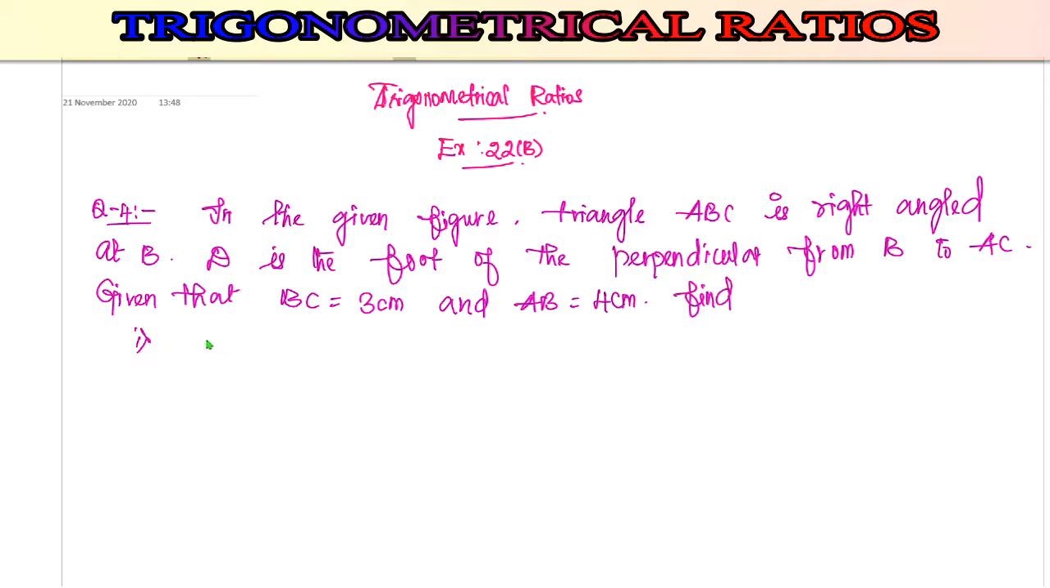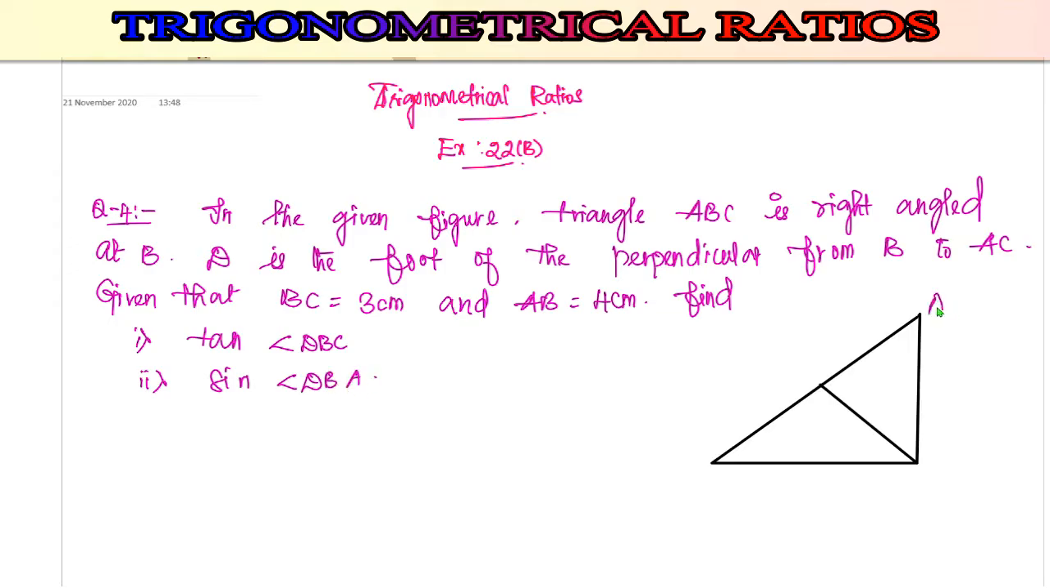the first one, tan angle DBC, and the second one, sin DBE. Okay, this is a given diagram. This is A, B, C, D. D makes the angle 90 degree, and as well as here in the triangle ABC, B is a right angle. This is 4 centimeter and this we have 3 centimeter.